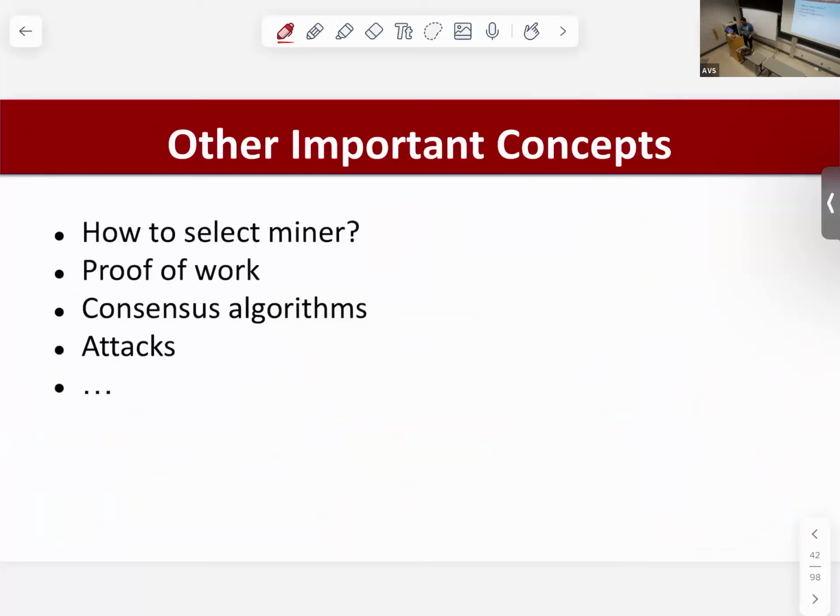So what are the other important concepts? As I said, selecting the miner, proof of work, how the consensus algorithm works, and different types of attacks on the blockchain. These are all interesting questions in blockchains. Unfortunately, we don't have time to go over them, but just keep in mind there are lots of interesting questions. In your projects, you're going to do just a very simple proof of work plus some creation of blockchains. We're not going to do the verification part. We're just going to create a new block and add it to the system using the proof of work.